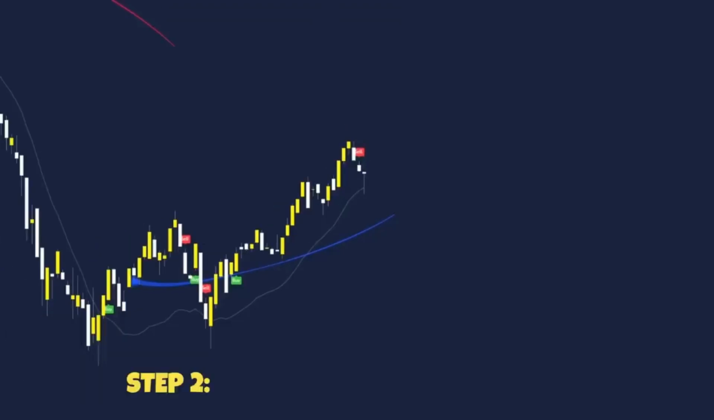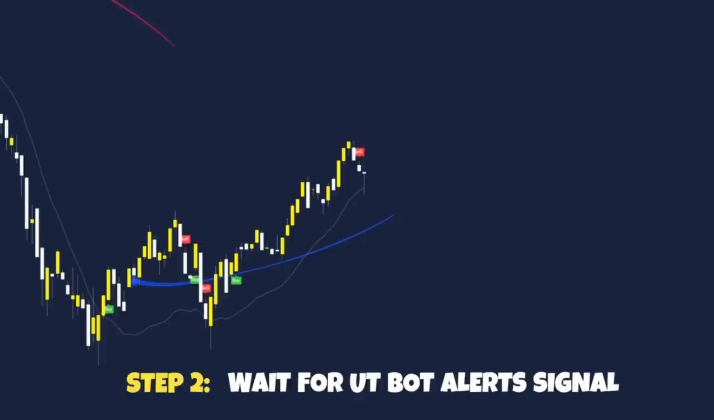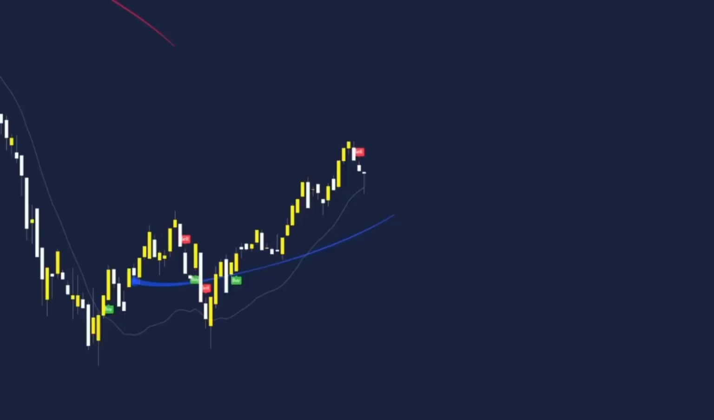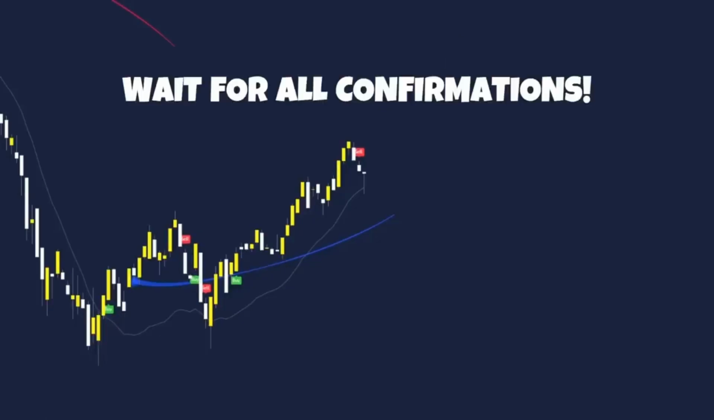Step 2 for this strategy is to wait for a UT Bots Alert indicator to paint. This is the red and green buy and sell labels, but we can't just enter any buy and sell that we like. We have to wait for a couple more things to set up first.